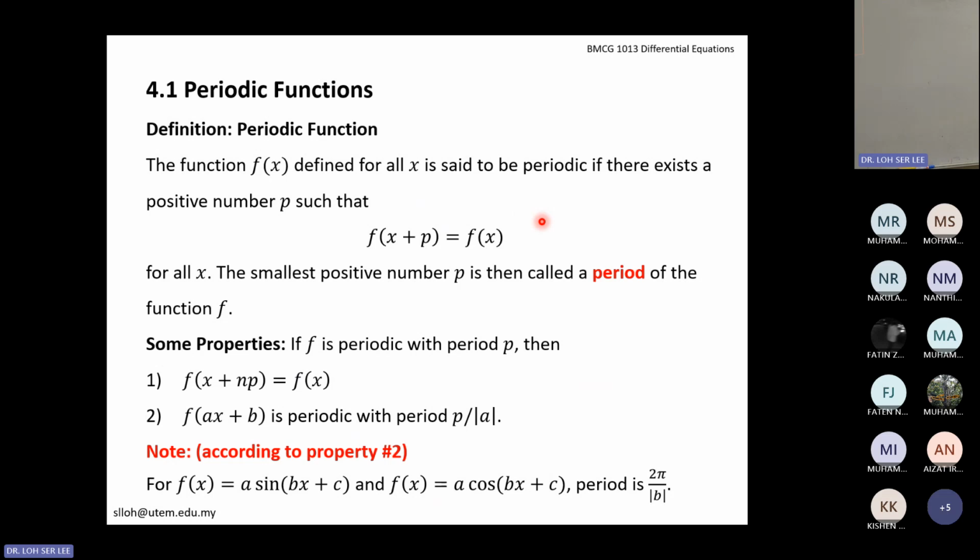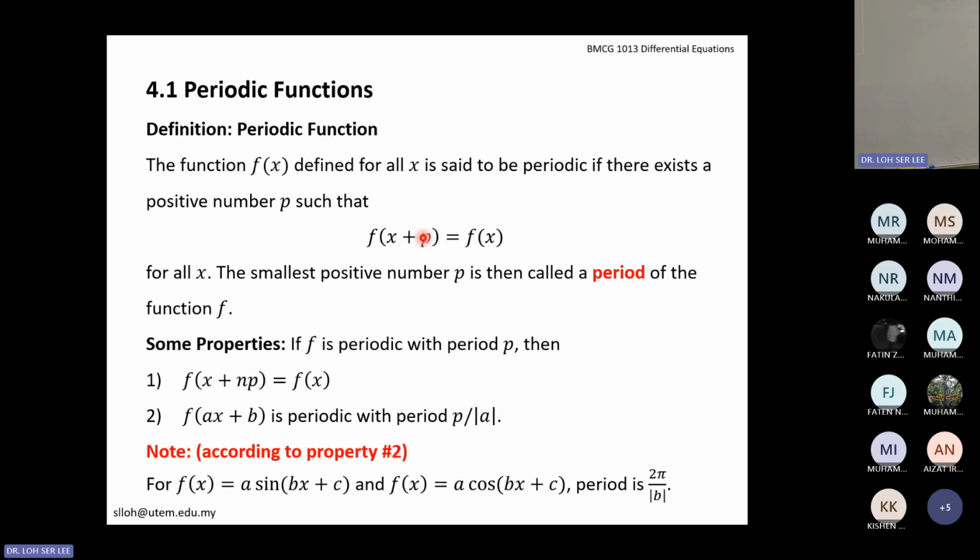Now, periodic function. This is by definition, the definition for periodic function. Now, what is this P? P is the smallest positive number. Smallest positive number means 0 is not included under this P. P can never be 0, because 0 is not positive.